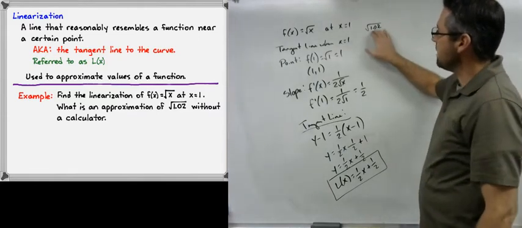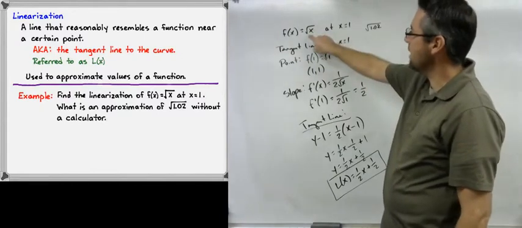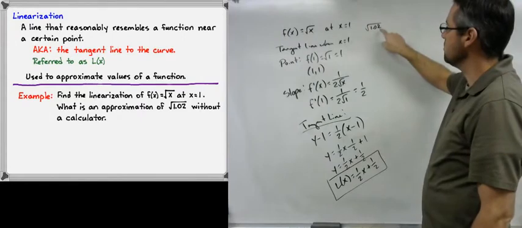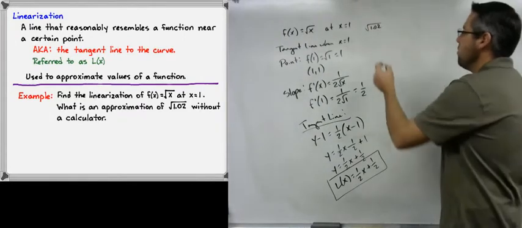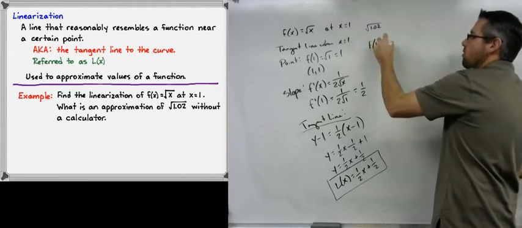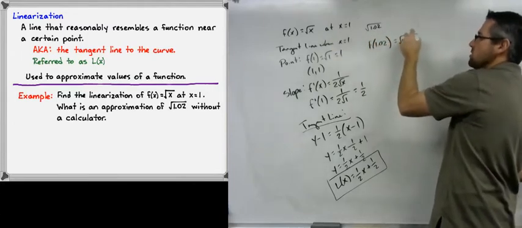Well, if we go back to f of x, we see that f of x is radical x, and we're trying to figure out radical 1.02. So we can figure out radical 1.02 by plugging in 1.02 to my function. You can see that it would be radical 1.02.